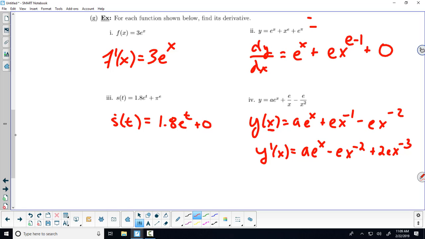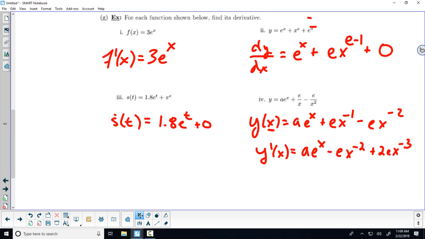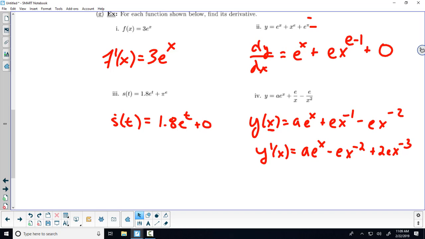Can you see that, Will? Over here. Okay. I was going to try to drag it over so you can see it better, but I can't.